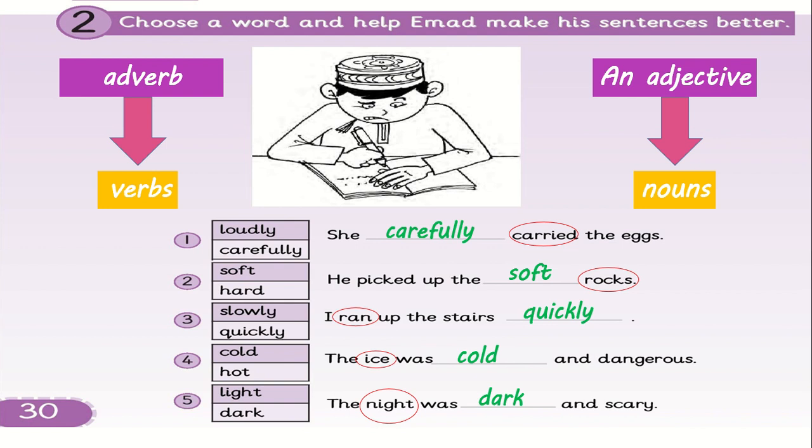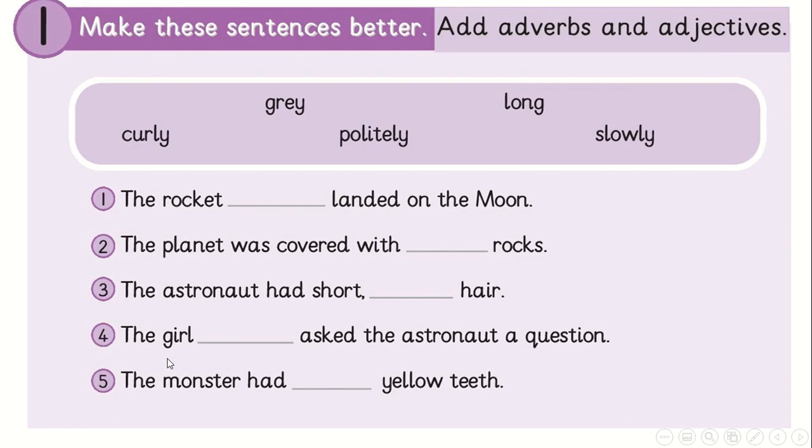So let's summarize what we have said here. We said that when we want to describe the verb, we have to add an adverb. But when we want to describe the nouns, we have to add an adjective. Okay, my students? Do you understand the rules? Good. Now, I want you to do this. Make these sentences better. Add adverbs and adjectives.